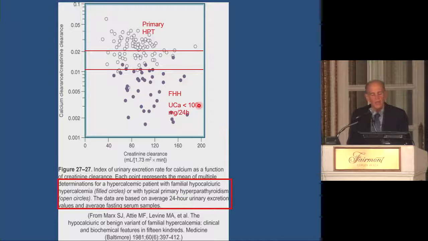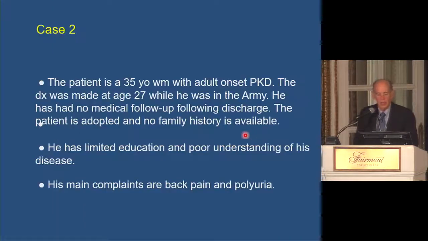How can you tell the difference? You get a 24-hour urine. If the urine calcium is less than 100, don't send them to a surgeon. They may well have FHH. Send them to your geneticist who can get a sequence of the calcium sensing receptor, and you'll see it's abnormal. This is key. Primary hyperparathyroid patients are hypercalciuric. If they have FHH, they're hypocalciuric. And often there are questions on the boards on this one.